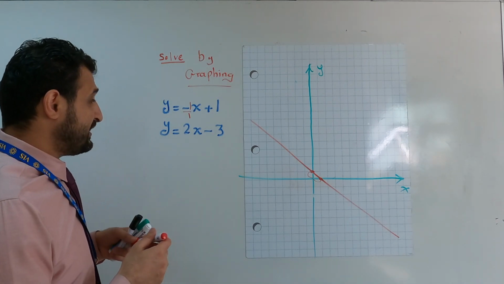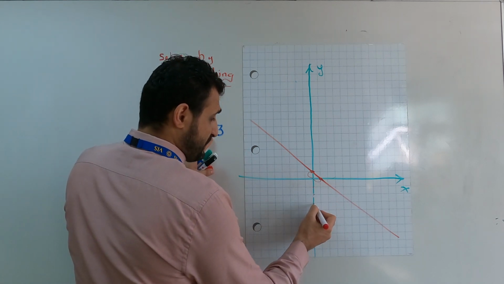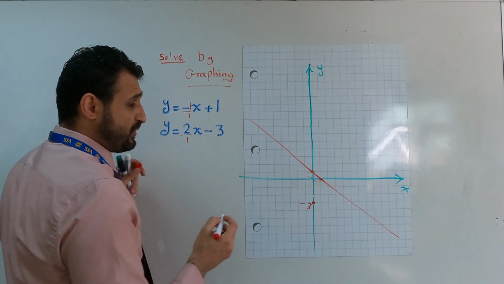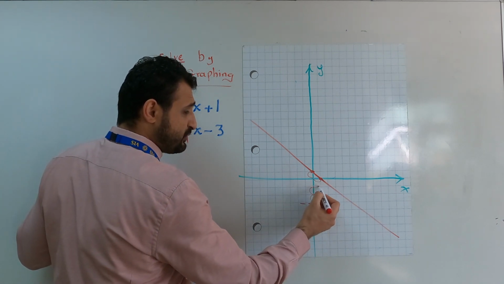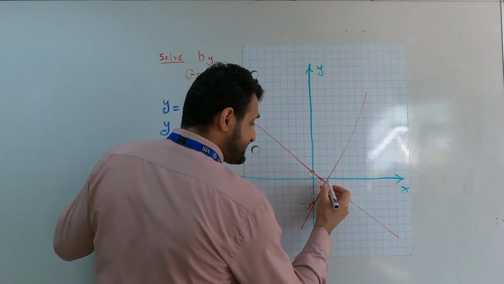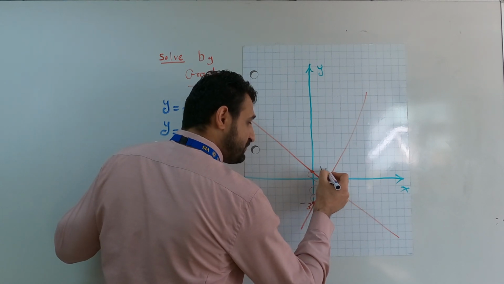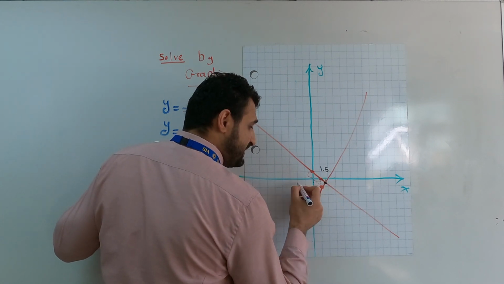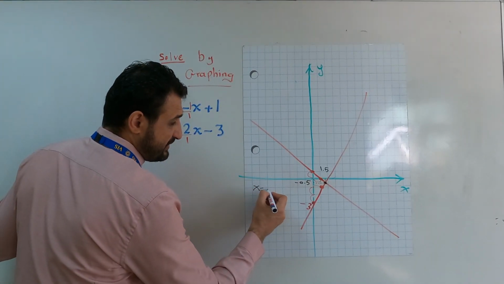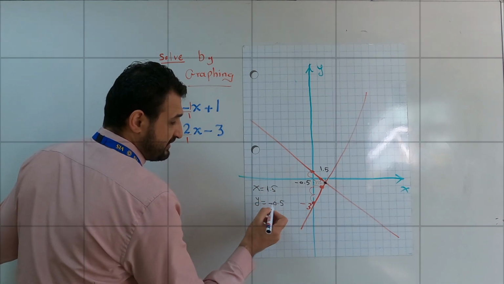Now the second one, I will start with y-intercept, negative 3. Here y, 1, 2, 3, here negative 3. Then the slope is 2, which is 2 over 1, so I will move 2 units up and 1 unit right. So this is the second line. Now where's the intersecting point? It's here. So x will be almost 1.5, y will be negative 0.5. So the solution is x equals 1.5, y equals negative 1.5.